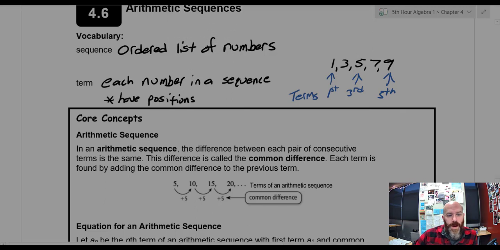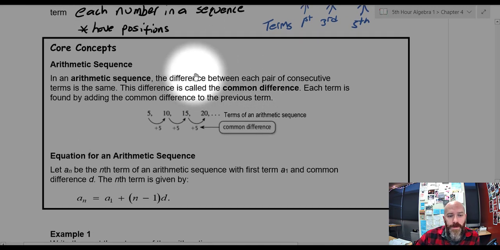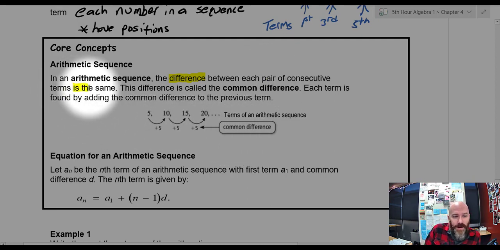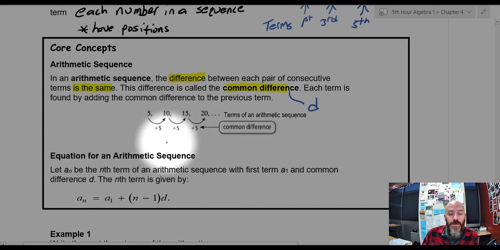All right, arithmetic sequences. Let's go down to the core concepts here. In an arithmetic sequence, the difference between each pair of consecutive terms, that means like between the first term and the second term, is the same. So the difference is the same, and we call that a common difference. Also, the common difference, we designate that as a D. Each term is found by adding the common difference to the previous term. So this example was 5 plus 5 is 10. 10 plus 5 is 15.